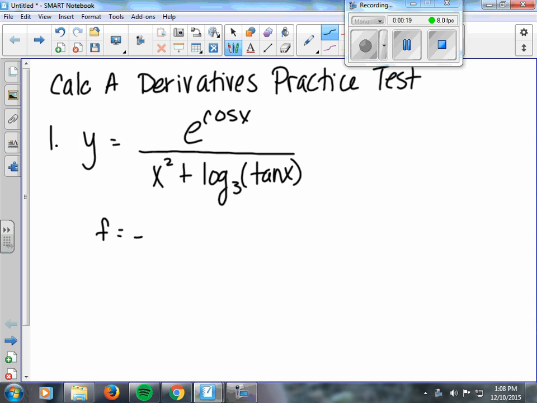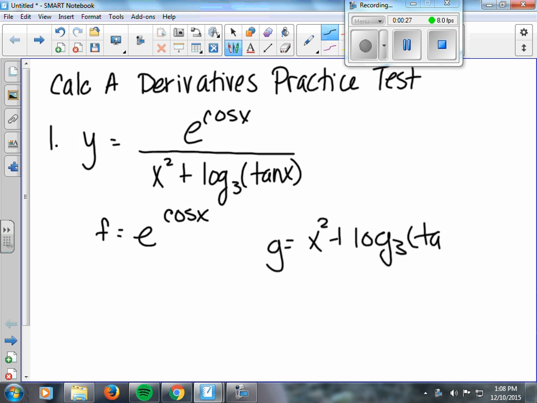The numerator of my quotient is e to the cosine of x, and the denominator is x squared plus the log base 3 of the tangent of x. The derivative of e to the cosine of x is a chain rule with an inside of cosine of x. The derivative of e to something is e to that same thing. But then I need to multiply by the derivative of that, and the derivative of cosine is negative sine of x.